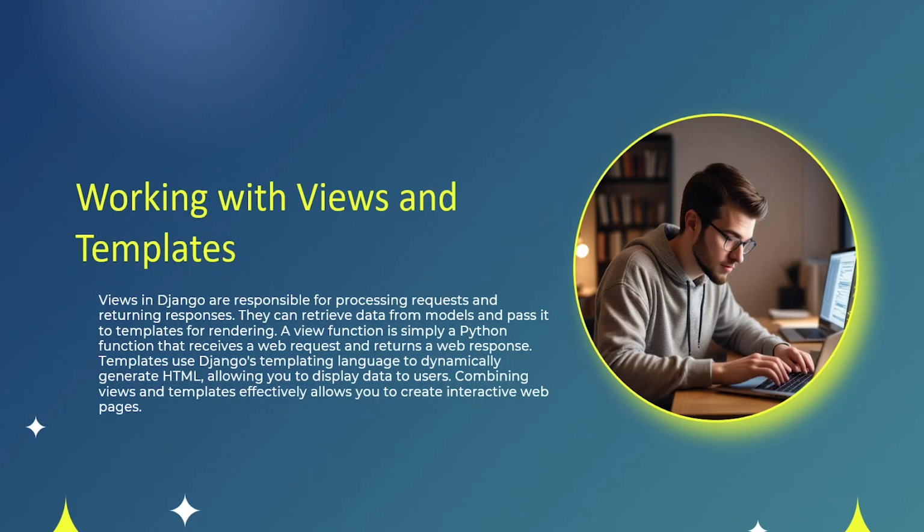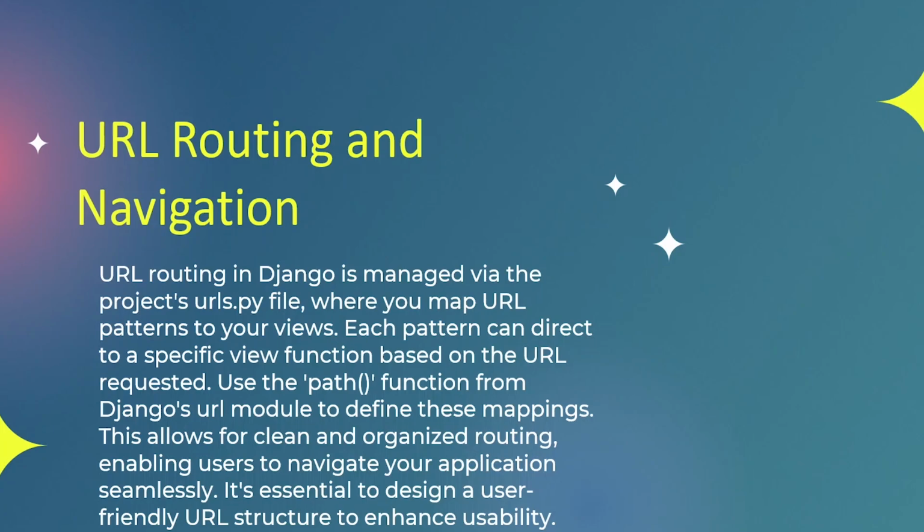So that's about it. And now the next thing we are going to discuss is URL routing and navigation. URL routing in Django is managed via the project's urls.py file, where you map URL patterns to your views. Each pattern can direct to a specific view function based on the URL requested. So in that case, you need to use the path function from Django's URLs module to define these mappings.